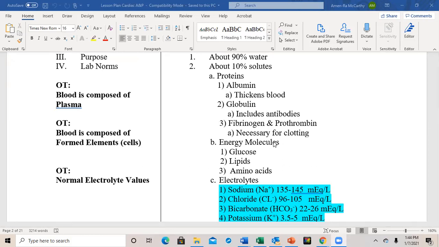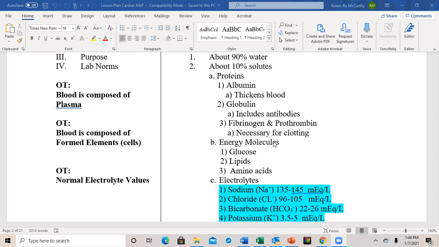Globulin. Globulin includes antibodies, right? It gives us antibodies that help notice when a foreign invader comes into the body. Globulin is given a lot, tested with the COVID patients, to help them have more antibodies to notice a foreign invader and to treat it or to defeat it, right?